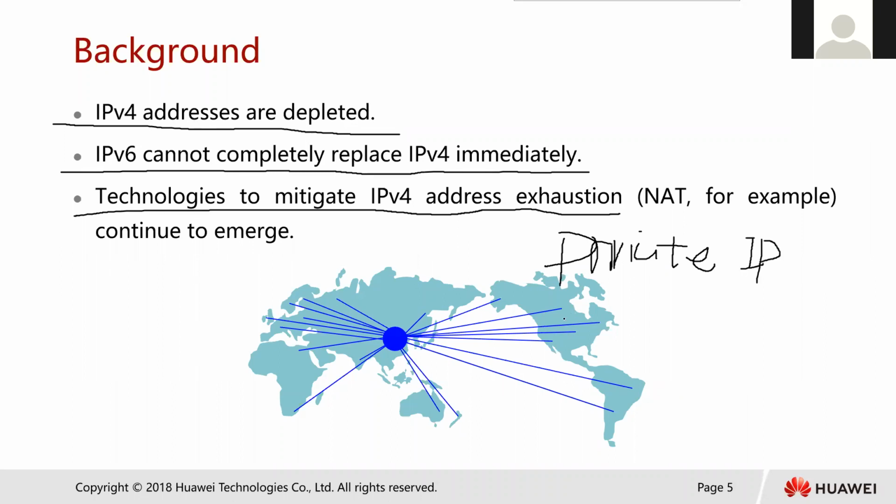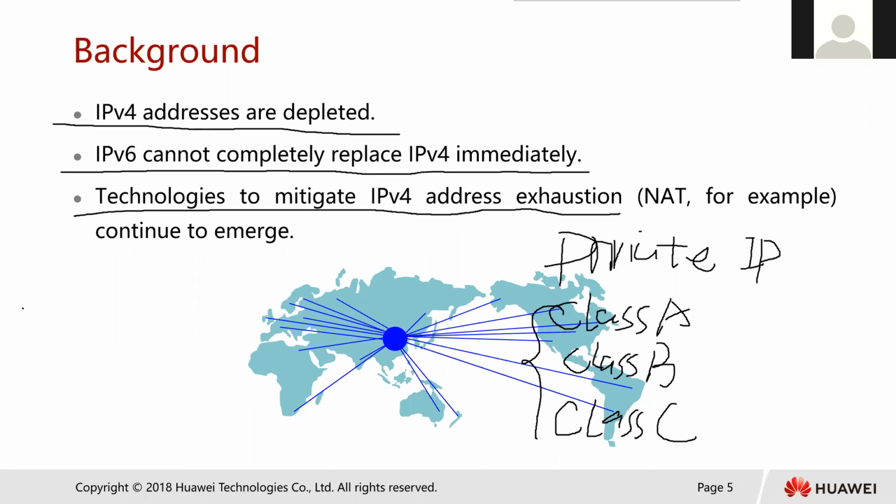So what's the private IP address? In routing and switching, we learned about this. There are classes. We divided the IP addresses into class A, class B, and class C. For class A, the private IP address range is 10.0.0.0 to 10.255.255.255.